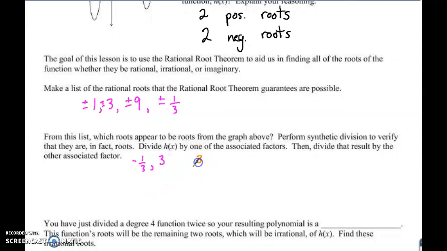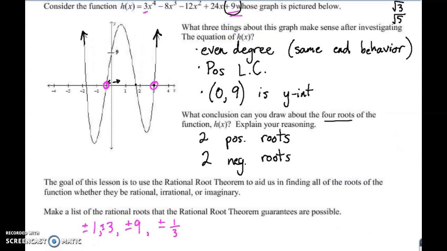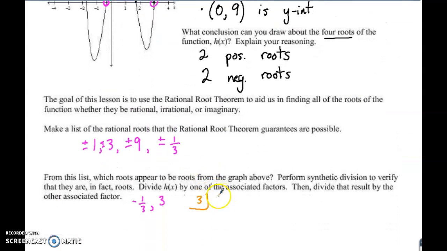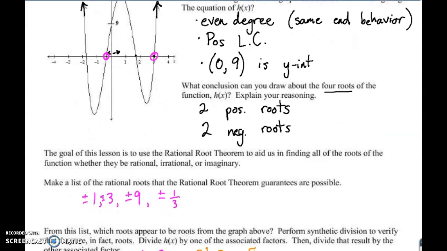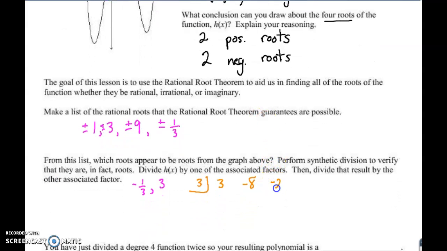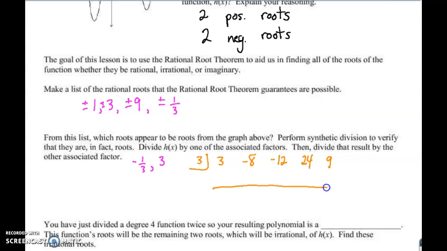I would start with 3 because I like whole numbers. I don't know how you guys feel. 3, negative 8, negative 12, 24. There we go. And see if that confirms. 3 times 3 is 9. 1 times 3. Negative 9 times 3. All right, so 3 worked.